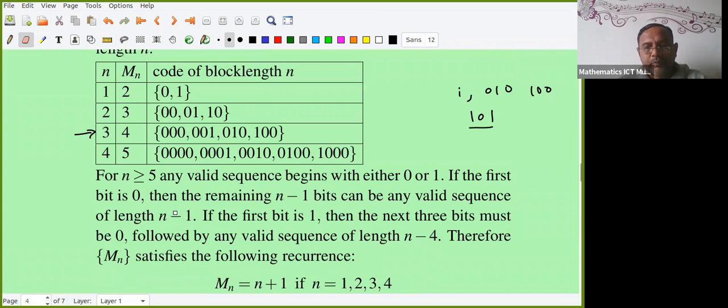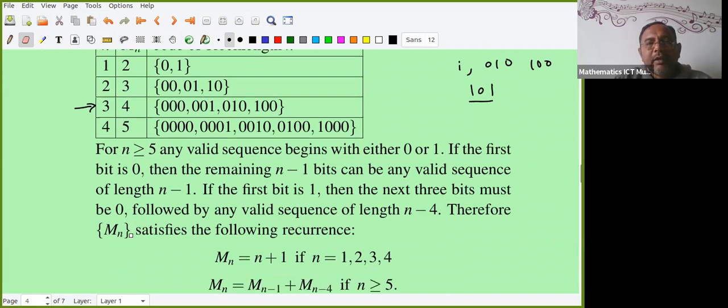Right. Valid means here satisfying this condition. So then how many will be there? Mn minus 1 will be there. The first bit is 1. Then the next 3 bits I have fixed already. The next 3 bits will be 0. And the remaining I can do again valid words, and that is Mn minus 4.